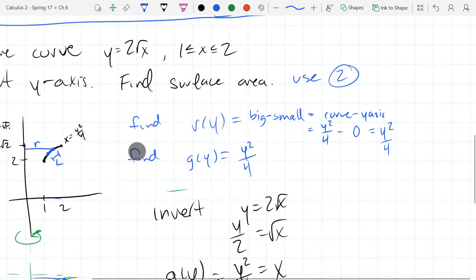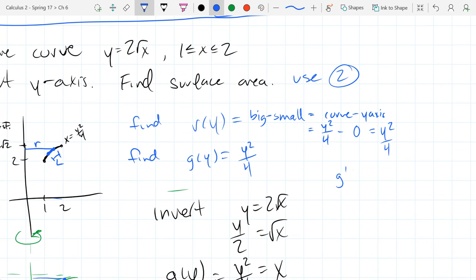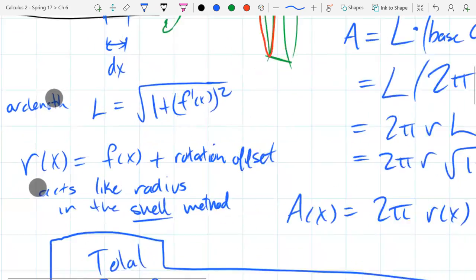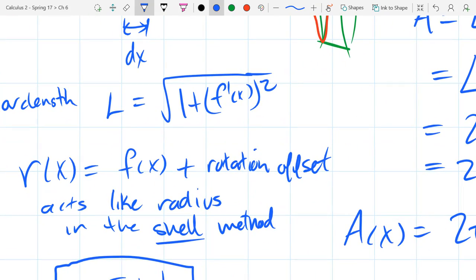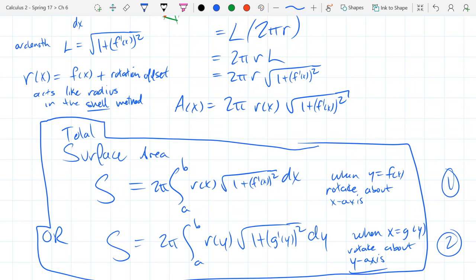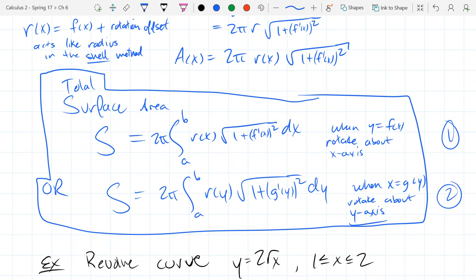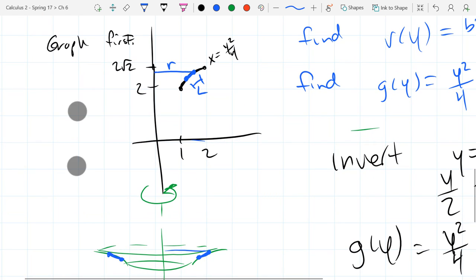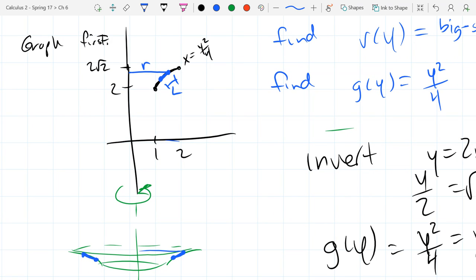So r of y and g of y are equal? Yeah, they will be equal when, somewhere up here I wrote that down, your radius is your original function plus an offset, usually. And this one's offset is 0 because we're doing it from the axis. Thank you. And I can't emphasize enough how important your picture is to your measurements of your radius. And the picture works just like it did for everything else in chapter 6, all your other rotations.